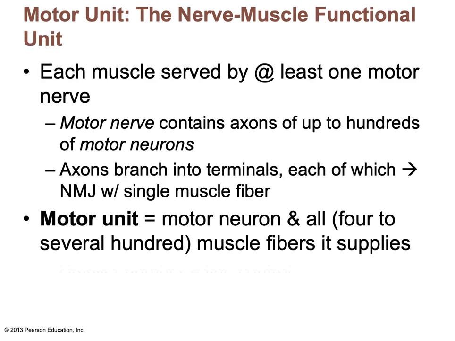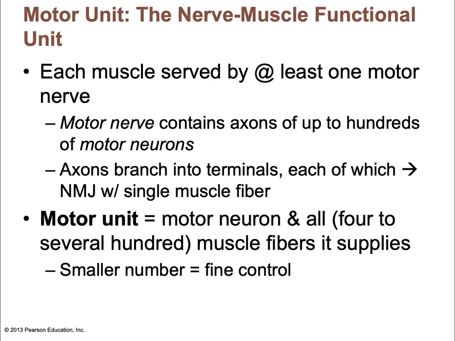So remember that each muscle is served by at least one motor nerve, which contains lots of motor neurons. Remember that peripheral nerves are basically bundles of axons, and in this case, they would be myelinated axons, and they branch out at the axon terminal into many forks that have those little synaptic boutons, those little swellings at the end that are filled with neurotransmitter, and they come into contact with many, many different targets.